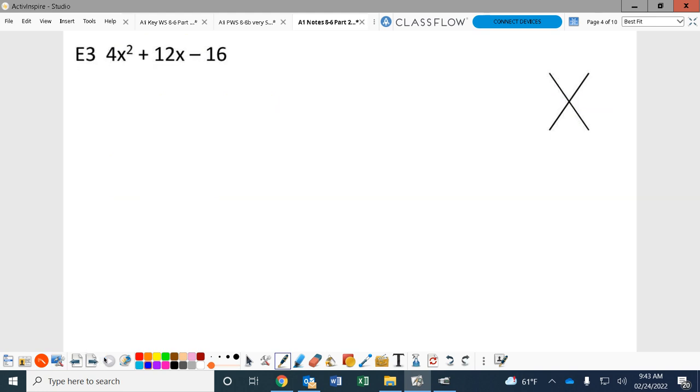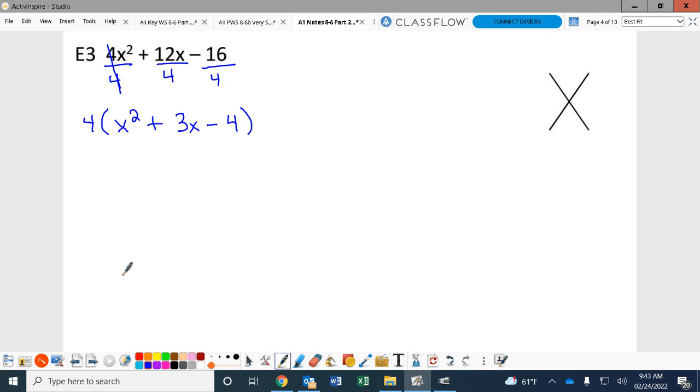Is there a number that goes into 4, 12, and 16? What is it? Okay, guys, it's going to work differently. 4 is going to go out in front, and it needs to stay out in front the whole time. Then we're going to rewrite this by dividing by 4. That's going to be x squared plus 12 divided by 4 is 3x minus 16 divided by 4 is going to be 4.